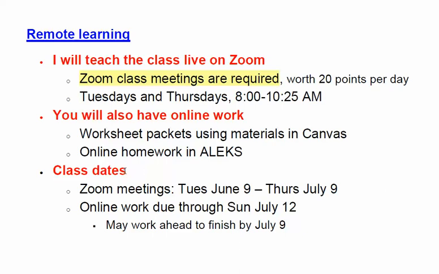Some notes about the class dates. The Zoom meetings will end on Thursday, July 9th, but our class doesn't end until Sunday, July 12th. So you will have online work due after our last class meeting on July 9th. If you do want to work ahead, the assignments will be posted, so you'll be able to work ahead if you want to be finished by July 9th. But the class goes until July 12th, and you will have assignments due July 12th.